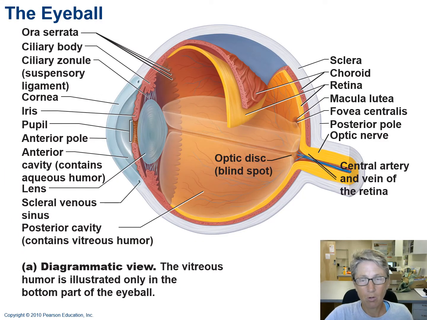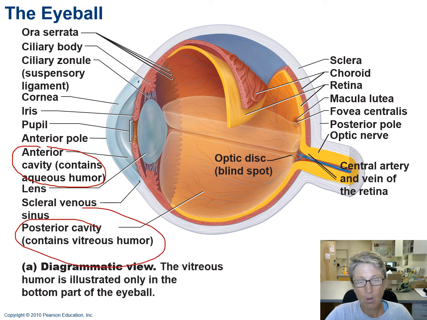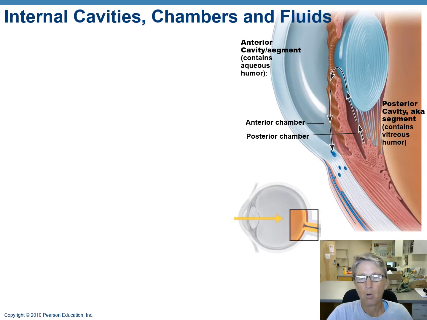So here's a cartoon showing all the parts that we've talked about so far, but we're going to be focusing on the anterior cavity with aqueous humor and the posterior cavity with vitreous humor. So here's our cartoon. Well, let's look at this part first.